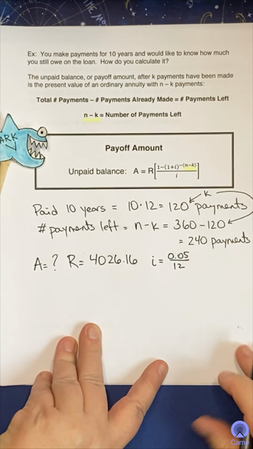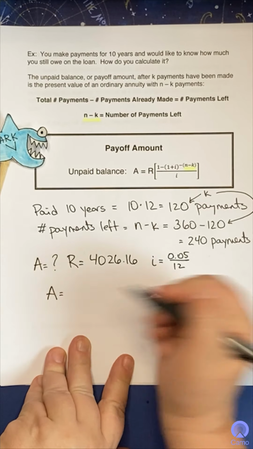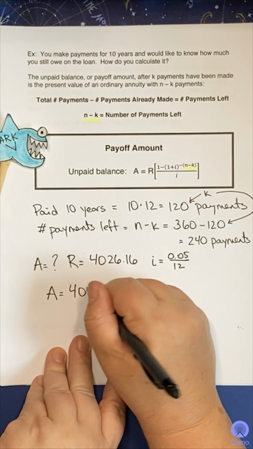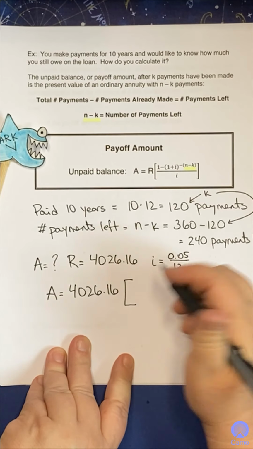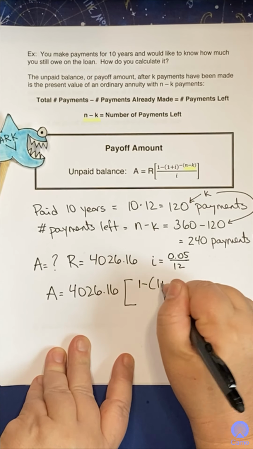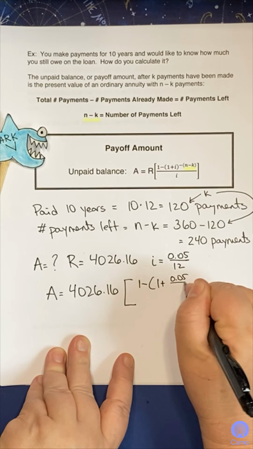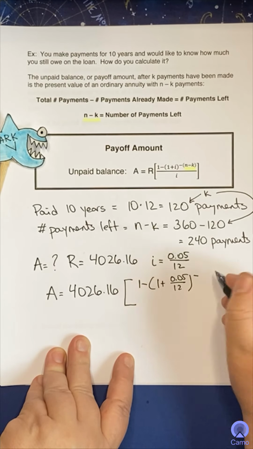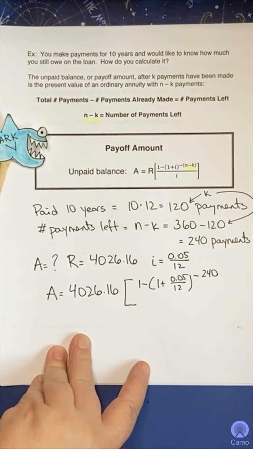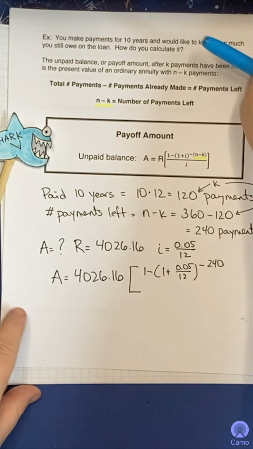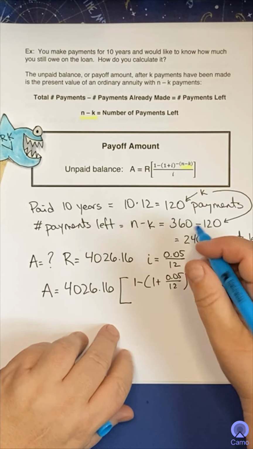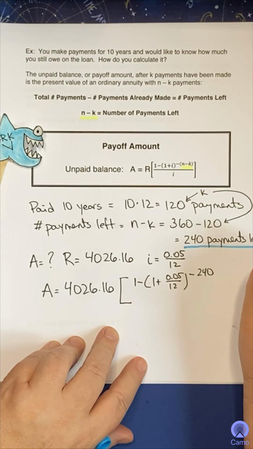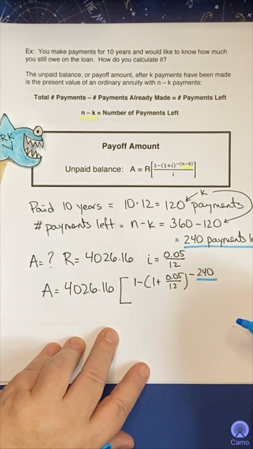Okay, so my A is equal to 4026.16 times the quantity, 1 minus 1 plus 0.05 over 12 to the negative 240. That's how many payments are left. That's what goes right there.